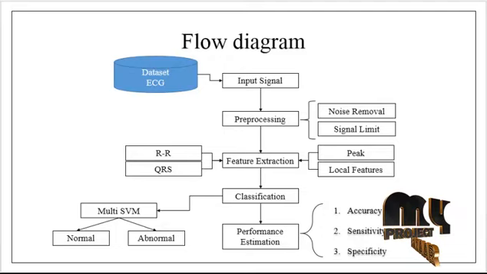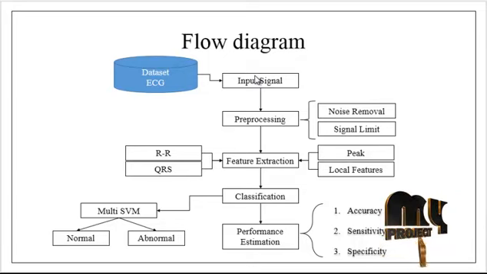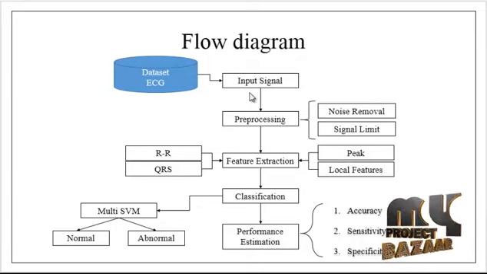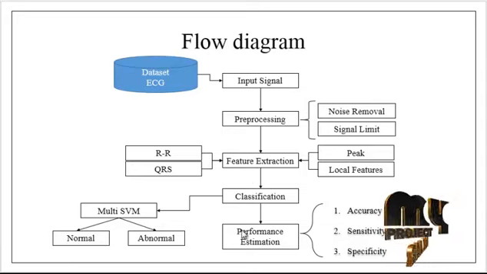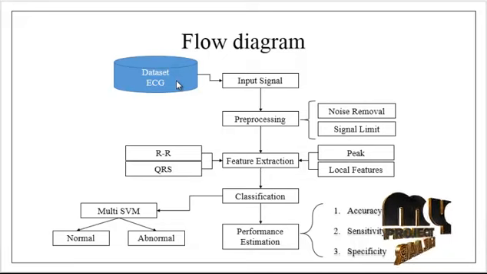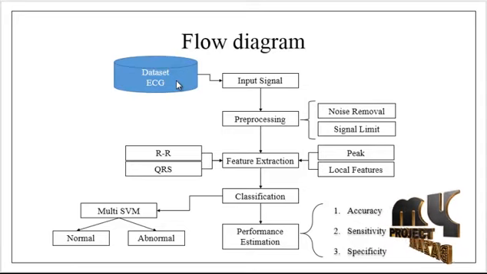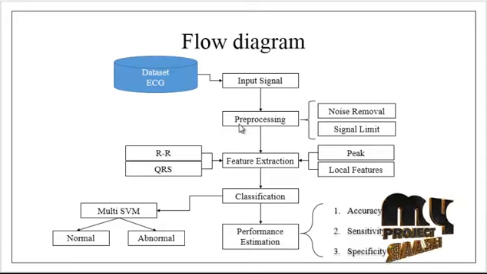Now we are going to discuss the flow diagram of the process. This is the overall working flow of this process. This project consists of the modules such as input signal, pre-processing, feature extraction, classification, and performance estimation. At first, the input signal is taken from the dataset. The dataset consists of a lot of ECG signals, having both normal signals as well as abnormal signals. Then the pre-processing is carried out.